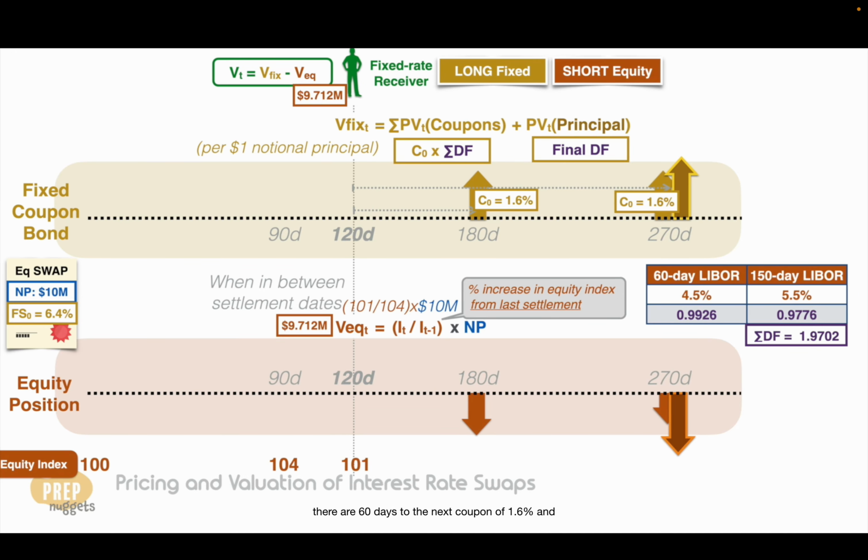For the fixed coupon bond, there are 60 days to the next coupon of 1.6% and 150 days to maturity. The value of the fixed coupon bond is therefore $10.091 million. So at this point, the value of the swap to the fixed rate receiver is $379,000.